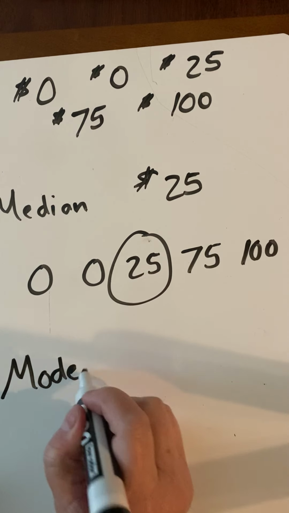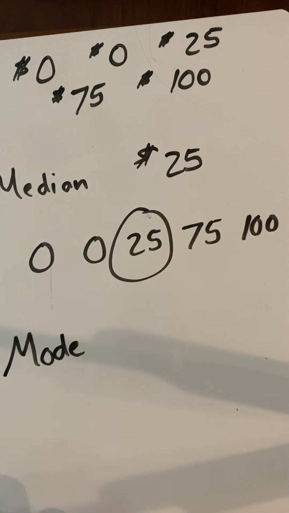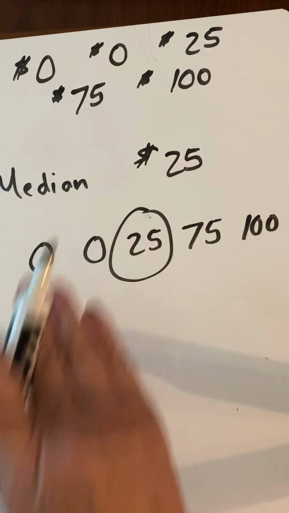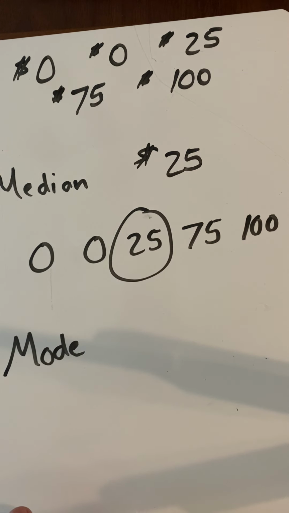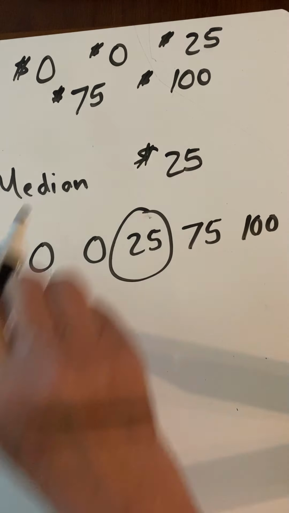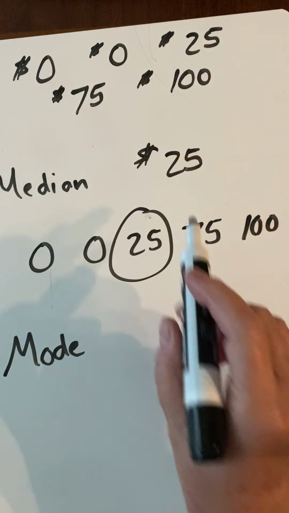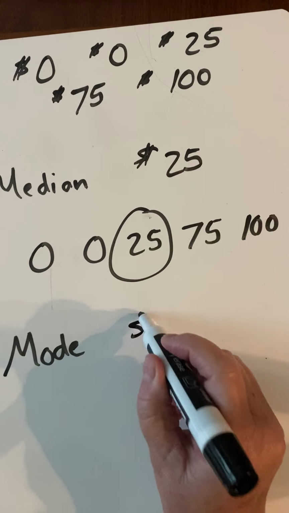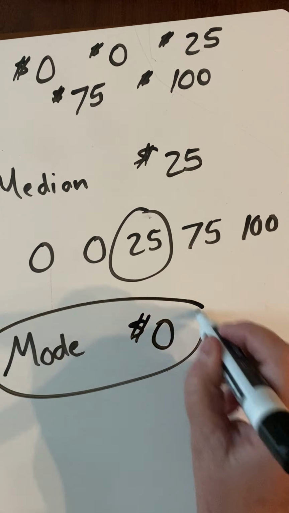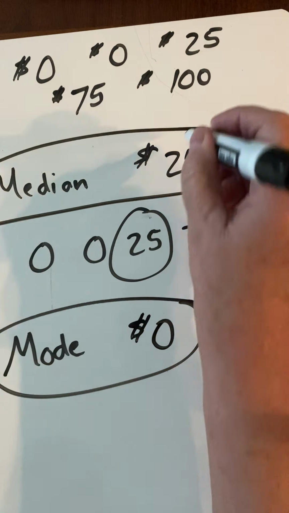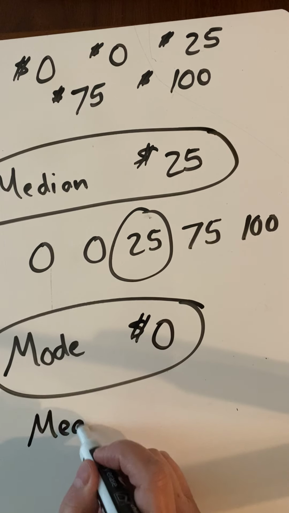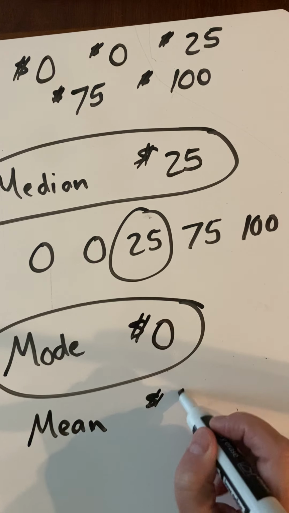Mode is when the number is repeated. So if I have a number that is repeated more than once, then that's going to be my mode. And in this case, 0 was repeated twice. So my mode is actually $0. So my mode is 0, my median is 25. We already calculated the mean, which was 40.